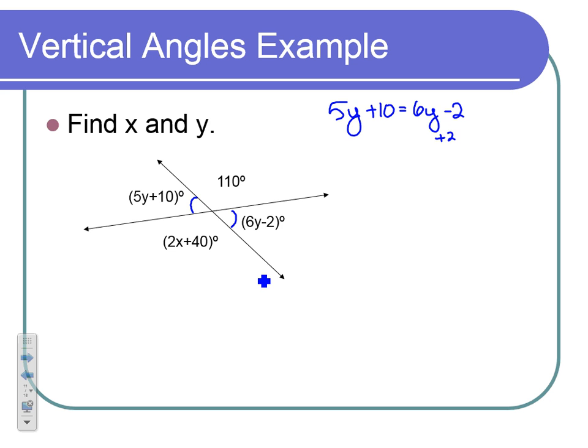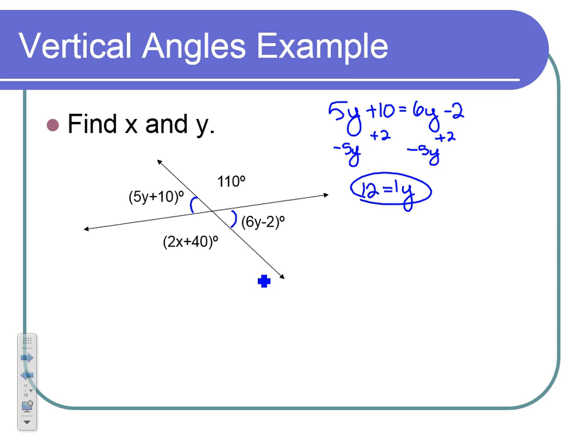So move stuff to the same side and then divide. So add 2, subtract 5y. I'm kind of doing it all in one step, but I'm going to get 12 is equal to 1y because I have 6y minus 5y. So y becomes 12. And what you can always do to double check that you're getting the correct value is plug it back into both expressions and double check that you get the same answer.